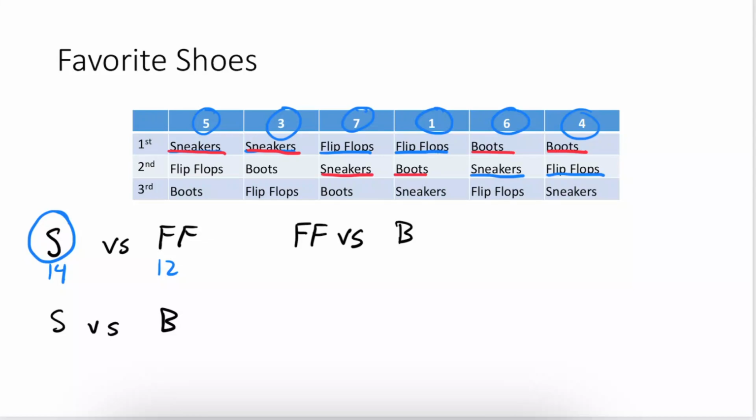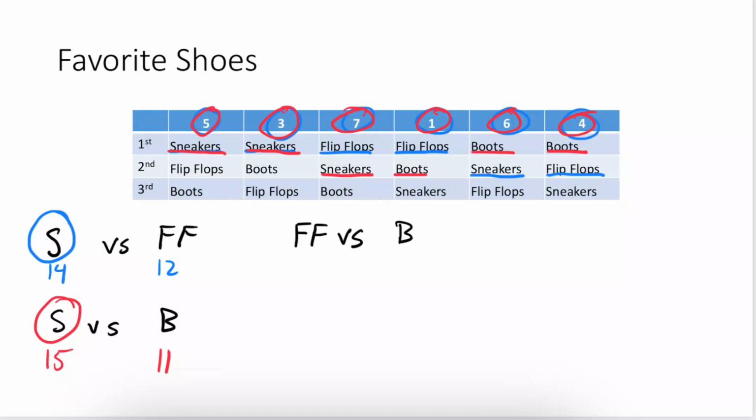And so the total number of votes for sneakers would be 15, because 5 plus 3 plus 7 is 15. And then the boots are going to be 1 plus 6 plus 4, which is 11. And so sneakers won that pairwise comparison as well.